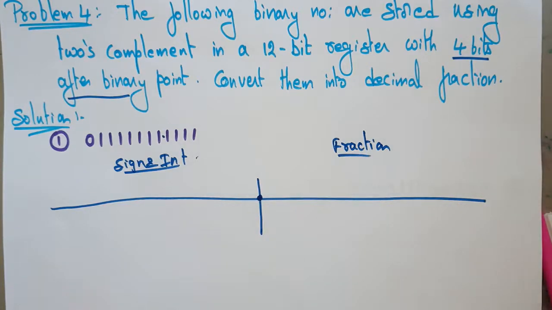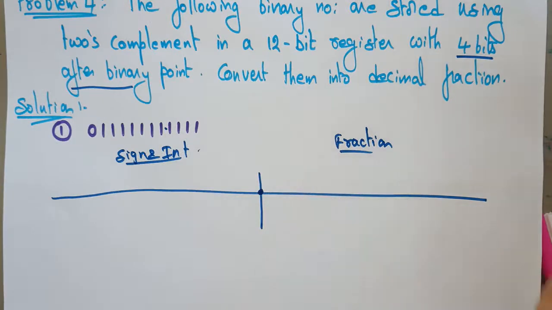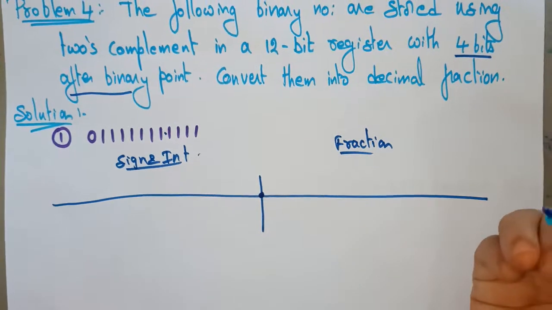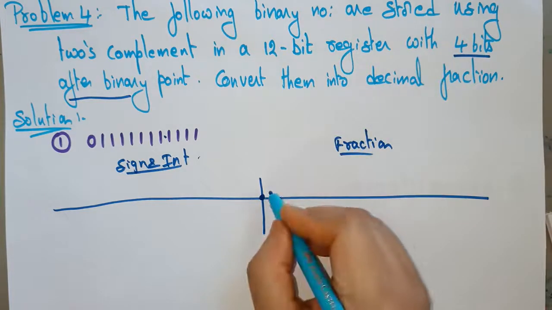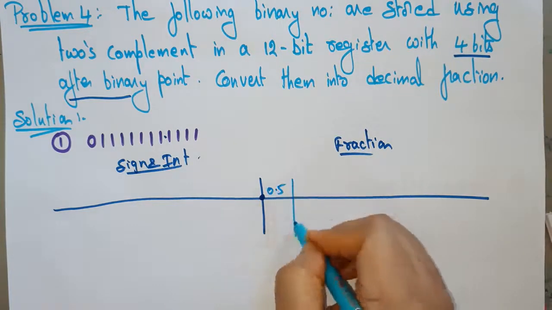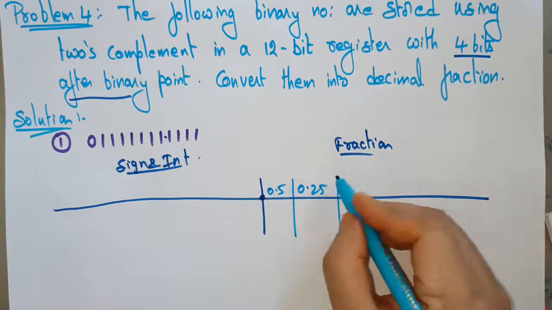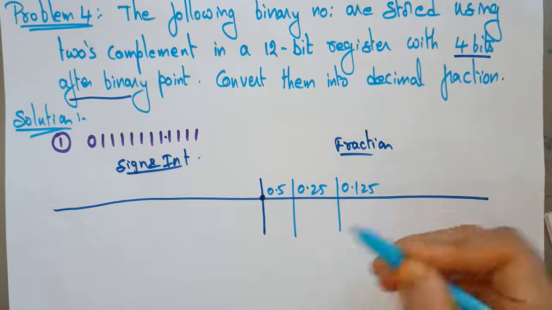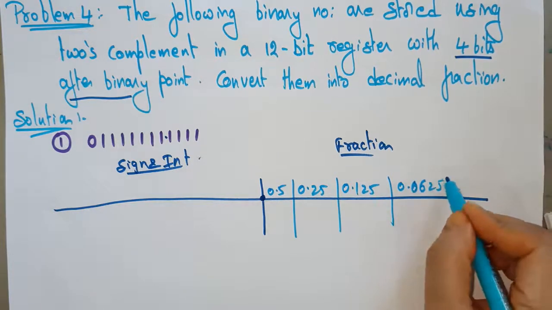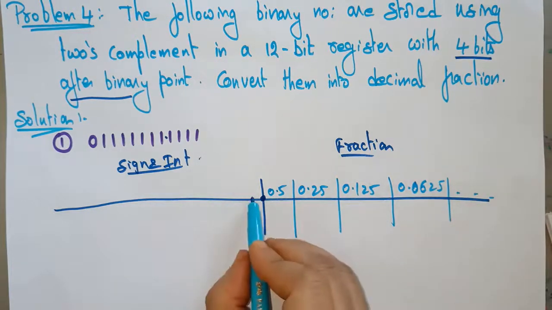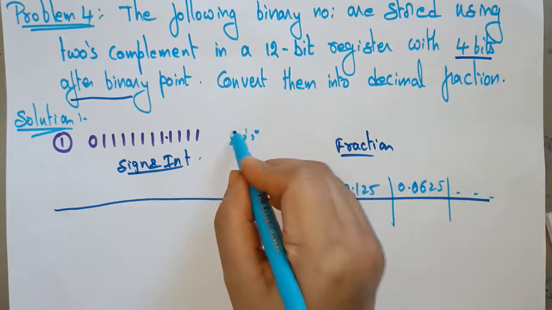Okay, so the left hand side, I already said, if you want to convert the binary number into a decimal number, you have to take powers of 2. The fraction part is 2 power minus 1, that is 0.5, and 2 power minus 2, 0.25, 2 power minus 3 means 0.125, 2 power minus 4, that means 0.0625, something like that it goes. And coming to the integer part, what? 2 power 0, 2 power 1, 2 power 2, like that.